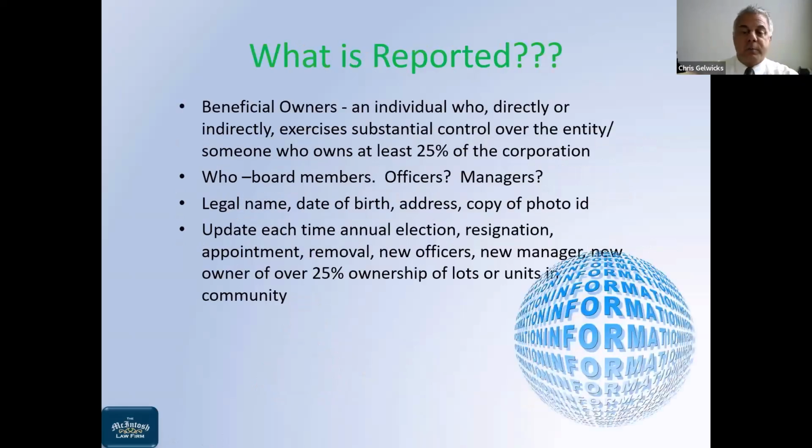If you are in a homeowners association, as I said, certain information is going to have to be reported to a website run by FinCEN. What needs to be reported? Well, we have to determine who needs to report first, and that's what we call beneficial owners. The Corporate Transparency Act basically says if you're an individual who directly or indirectly exercises substantial control over the entity, or you are someone who owns at least 25% of the corporation, you have to report certain information to FinCEN.